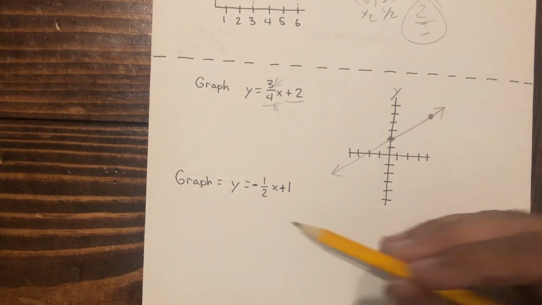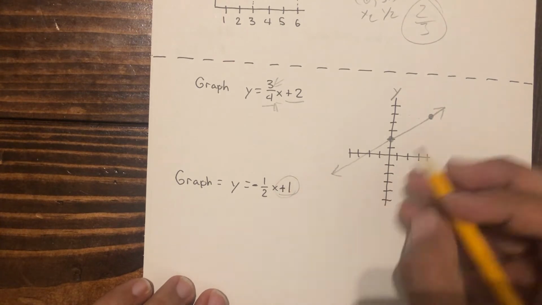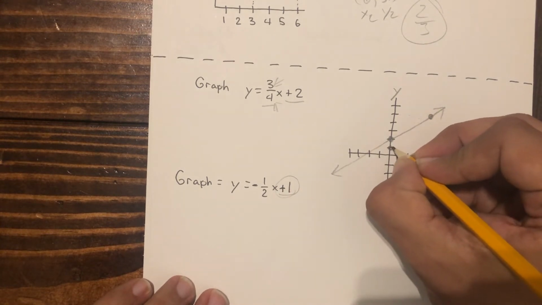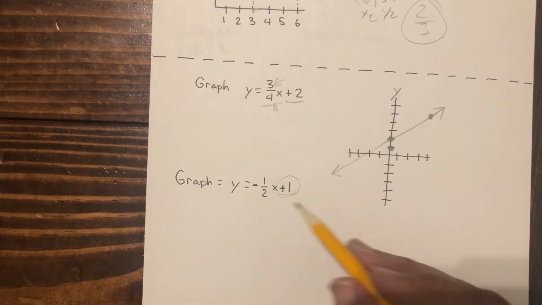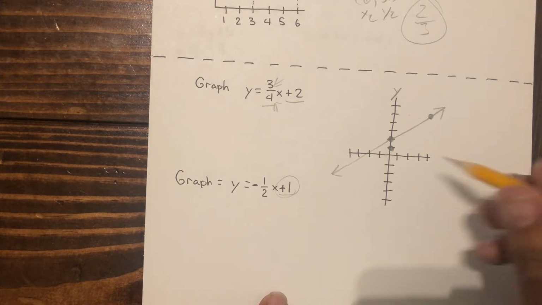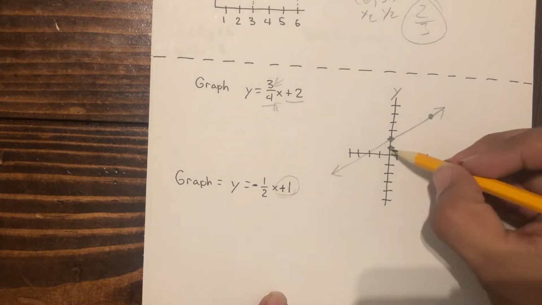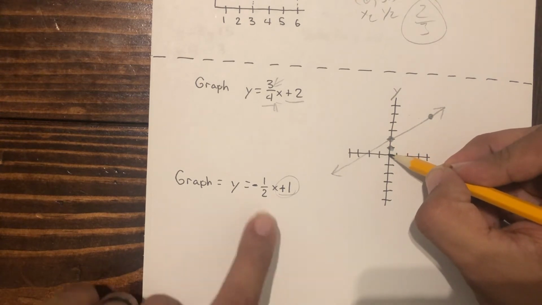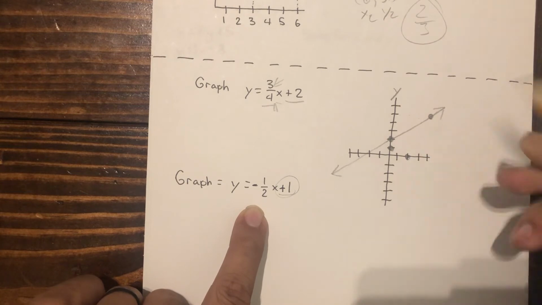Okay? Now let's try this one. This one starts on positive 1. This is your y-intercept, your start point. So it starts right here on the 1. Then it says the slope is negative 1 over 2. So negative means down. It doesn't change the 2, it changes the numerator. So it says down 1. So you're going to start here, you're going to go down 1, and you're going to go to the right 2. 1, 2. Okay?